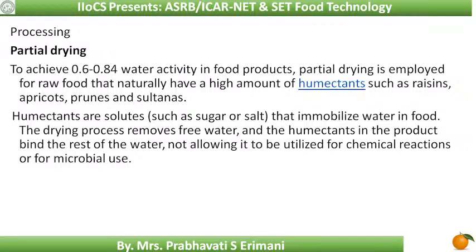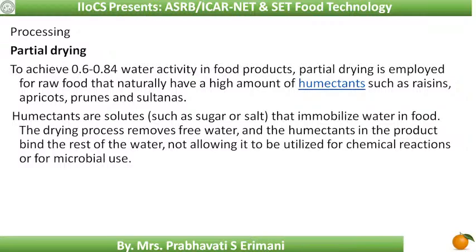So why are we calling it a humectant? Because it immobilizes water in food. It will not allow the water to move, that is, it will not make water a free water. It will be bound water. So the drying process removes the free water and the humectants in the product bind the rest of the water, not allowing it to be utilized for chemical reactions or for microbial use. Humectant will absorb that moisture and not allow it to the microbes.